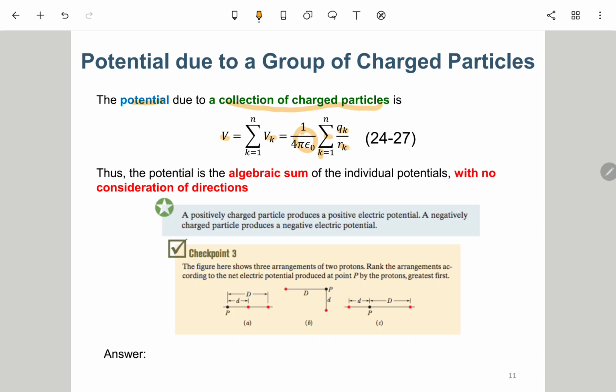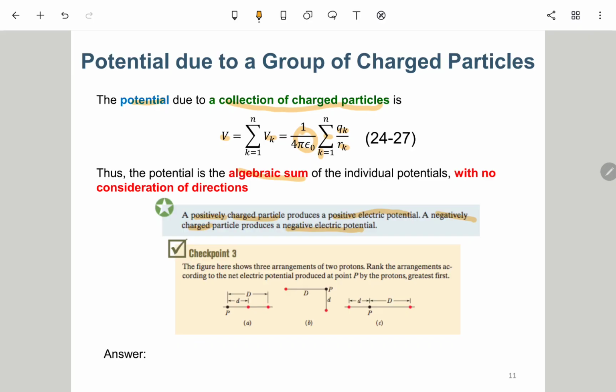Okay, so thus the potential is the algebraic sum (代数和) of the individual potentials with no consideration of directions. Okay, so here's a highlight. A positively charged particle produces a positive electric potential, and a negatively charged particle produces a negative electric potential. So it's very straightforward.